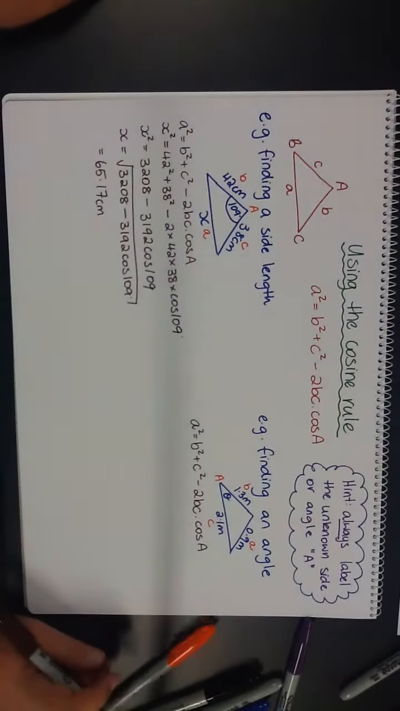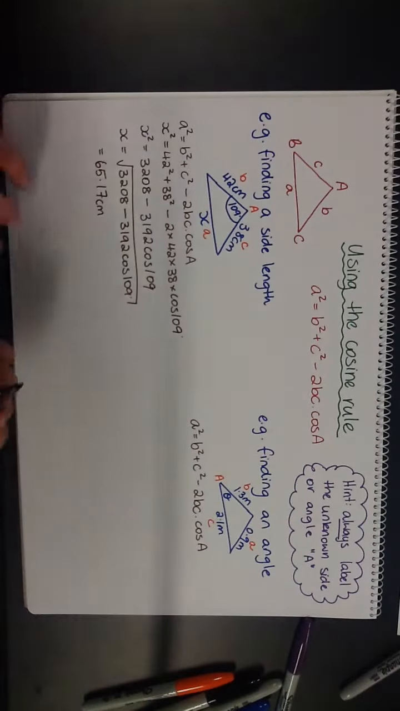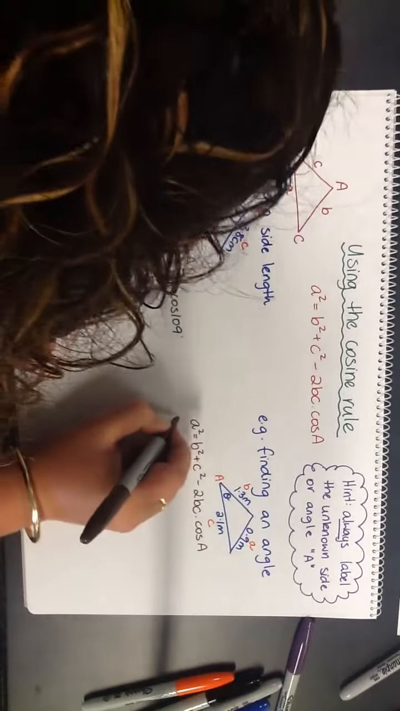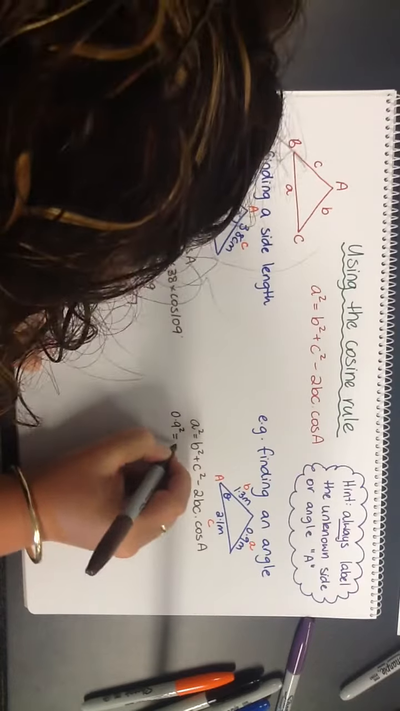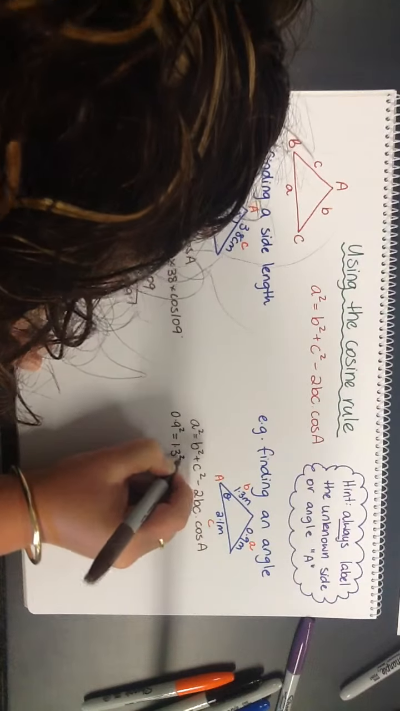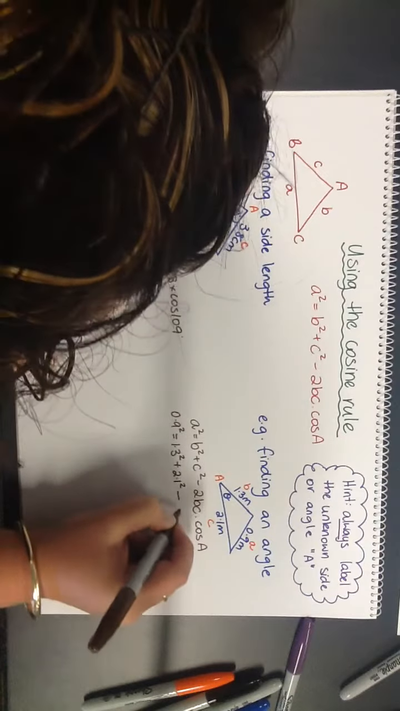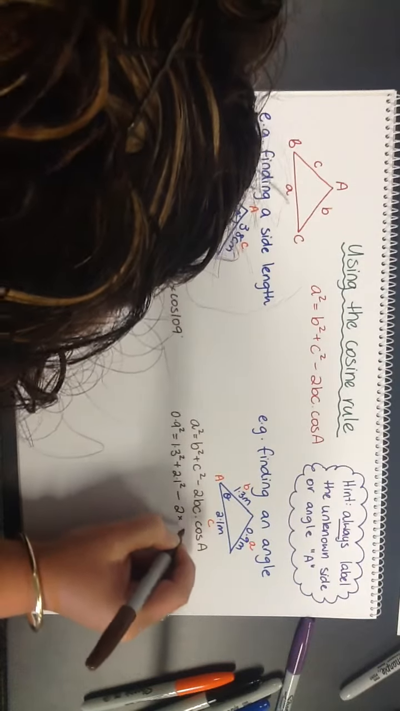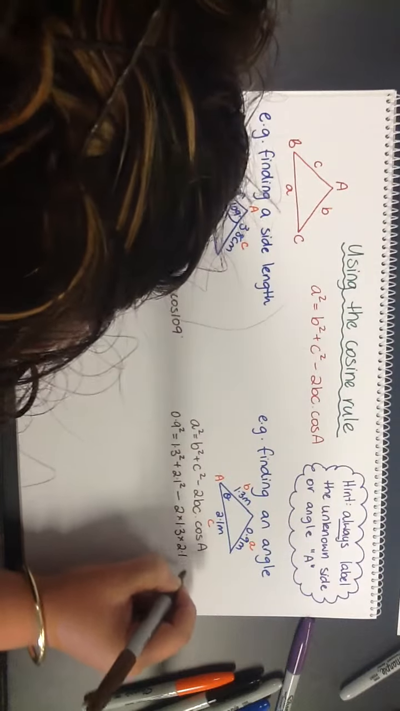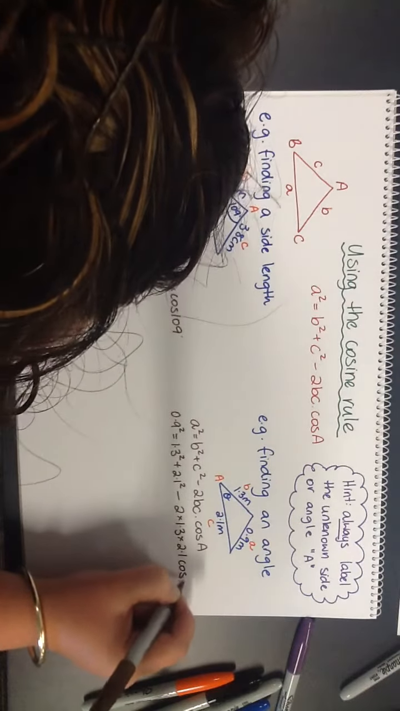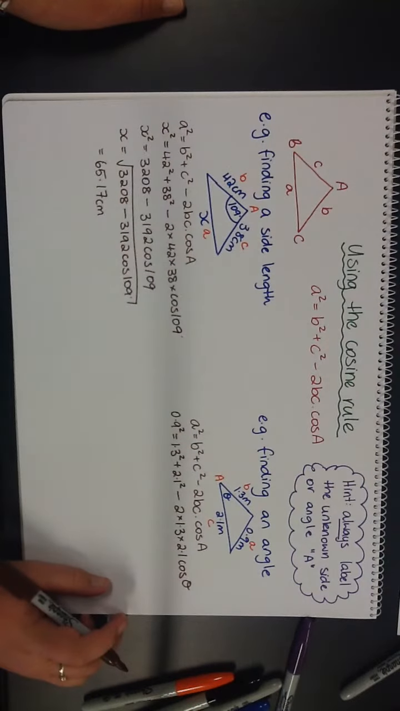And then we're going to fill in the information as part of our rule there. So A is 0.9, B is 1.3, 2.1 for C, minus 2 times 1.3 times 2.1 cos, and we're going to put a theta in for A because we don't know, that's what we're trying to find.